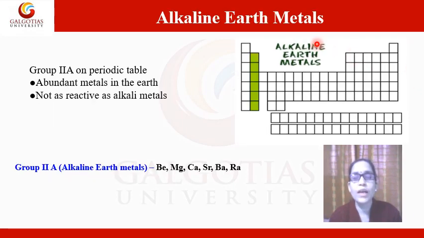Now the alkaline earth metals. Group 2A on the periodic table are called alkaline earth metals. They are abundant metals in the earth. They are not as reactive as alkali metals. Beryllium, magnesium, calcium, strontium, barium and radium are alkaline earth metals.